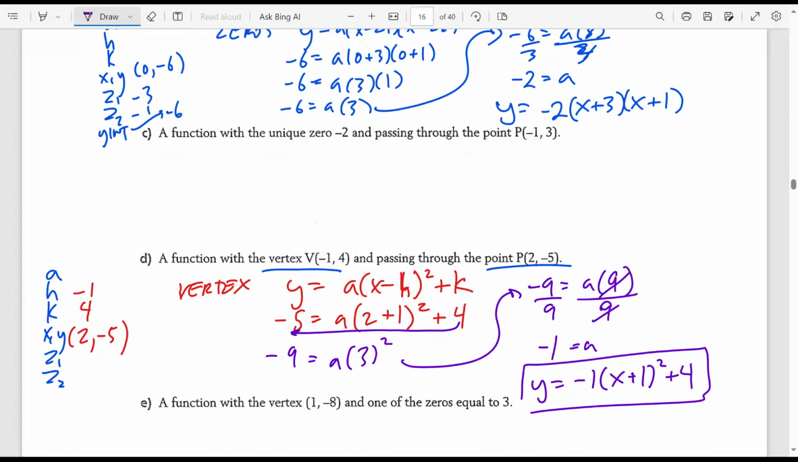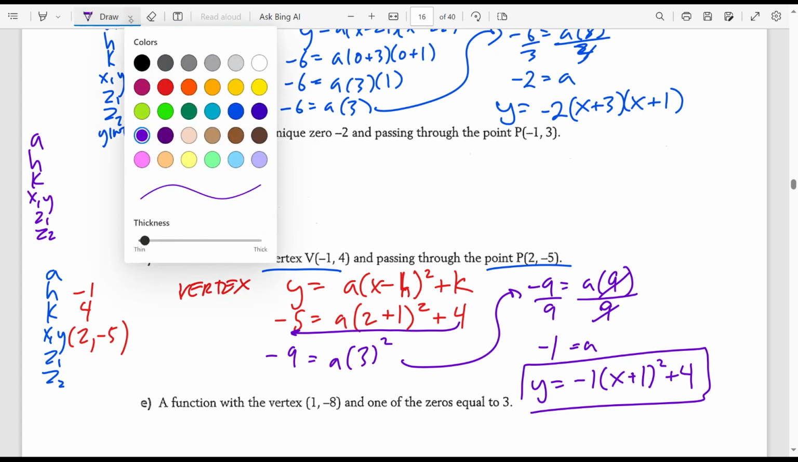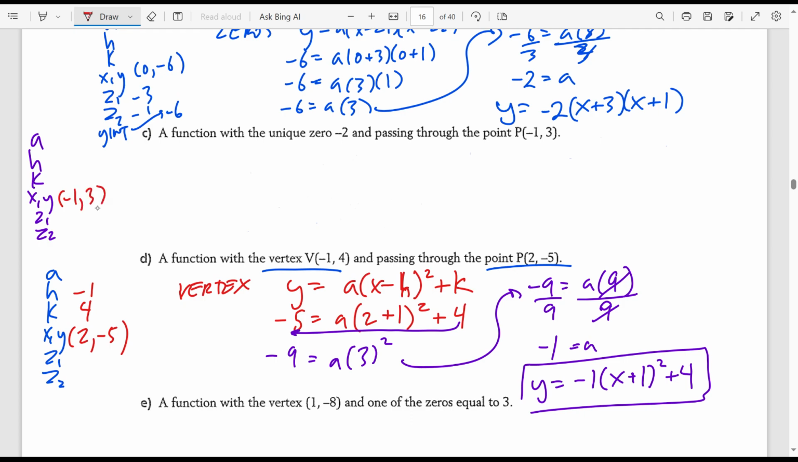First off, let me just do my list, okay? So what do you think? a, h, k, x, y, z1, z2. Let's leave that there. What do I have? I have a point: -1 and 3. Let's get that out of the way. What else do I have? -2. And what is the -2?